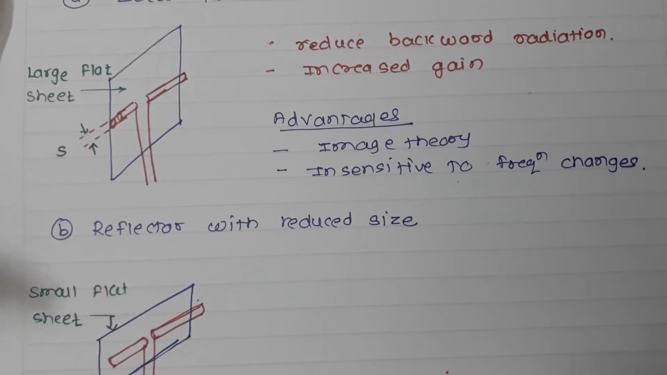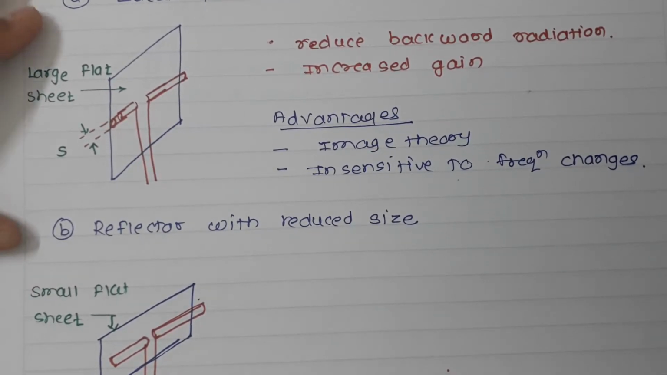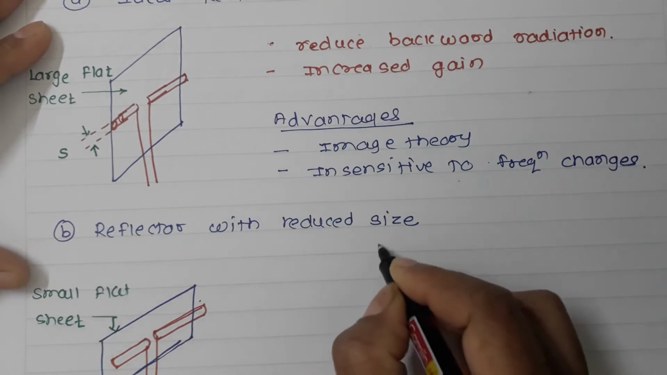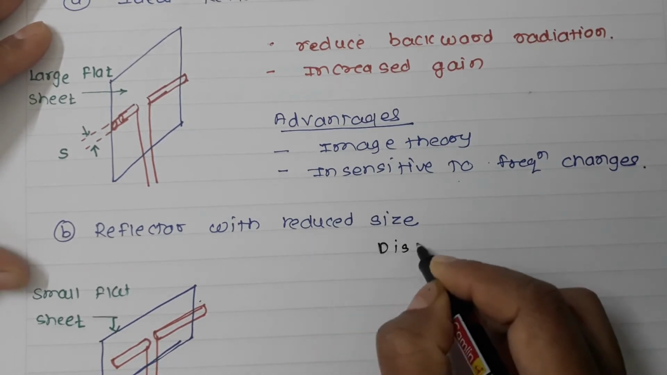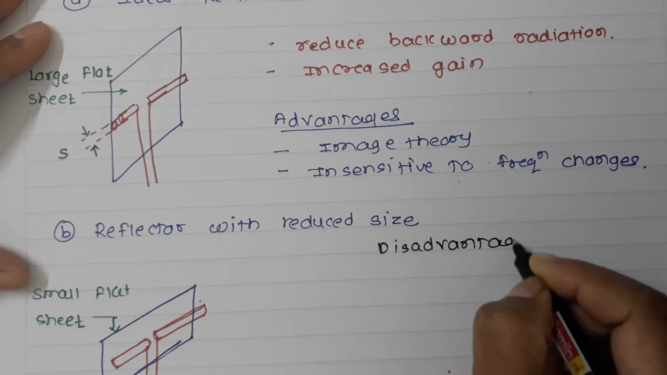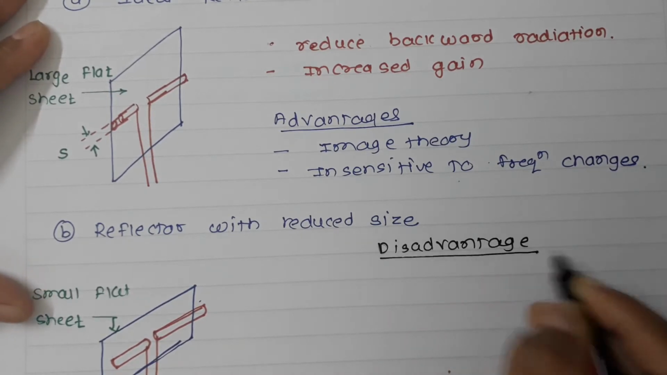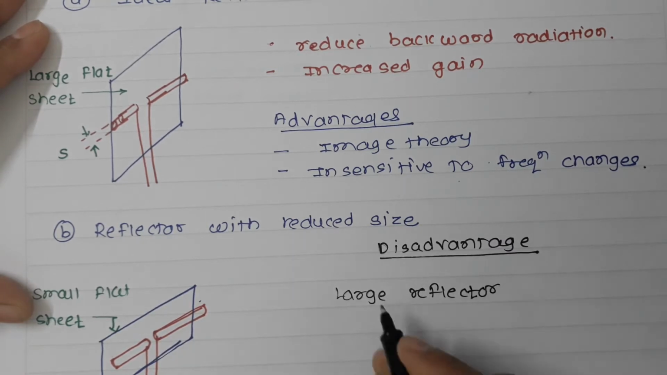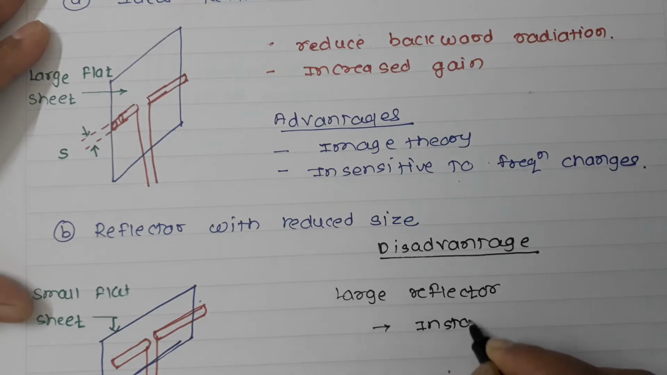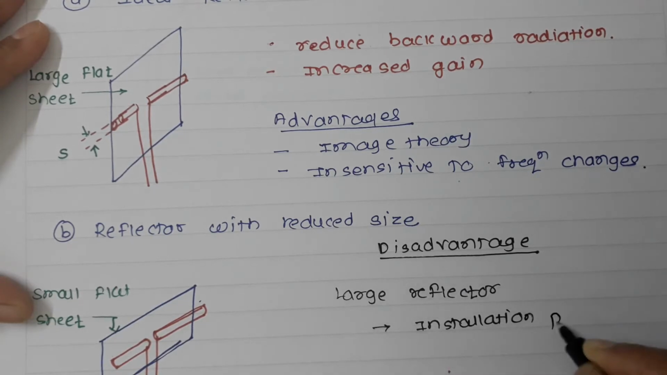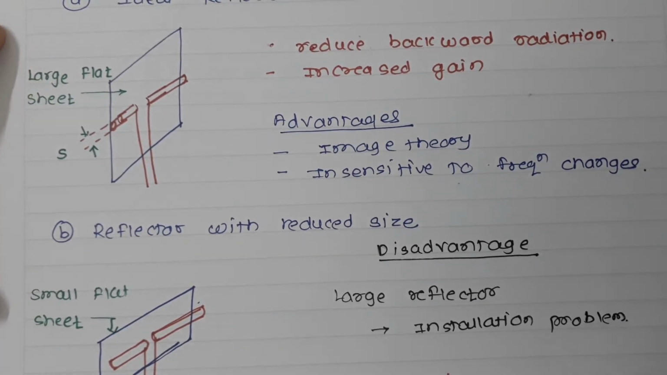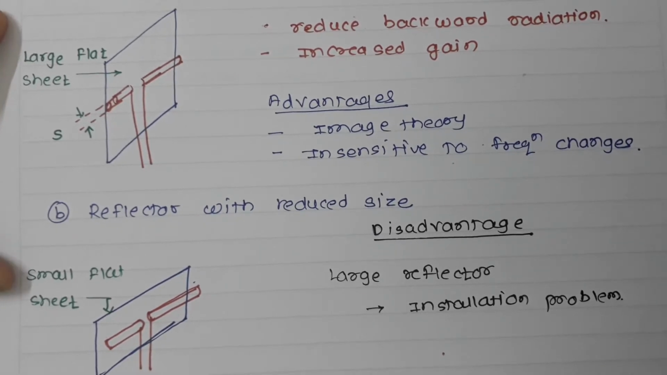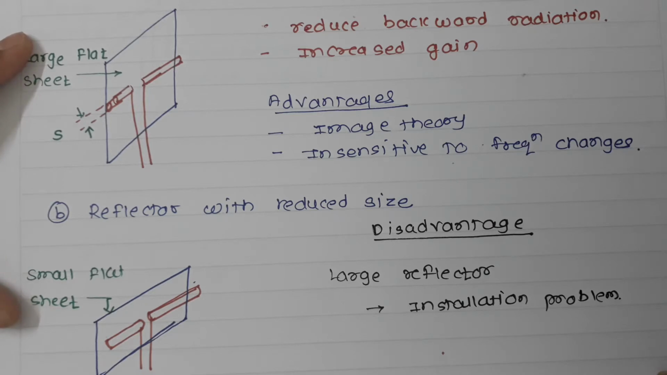Now we'll talk about the disadvantages. What are the disadvantages when you use this kind of arrangement? The main disadvantage of this ideal reflector is that you have a very large reflector. With this large reflector you may have an installation problem. Installation of the reflector on the ground surface will be problematic, because it is a metal sheet, its weight is huge, and also wind opposition will be more.